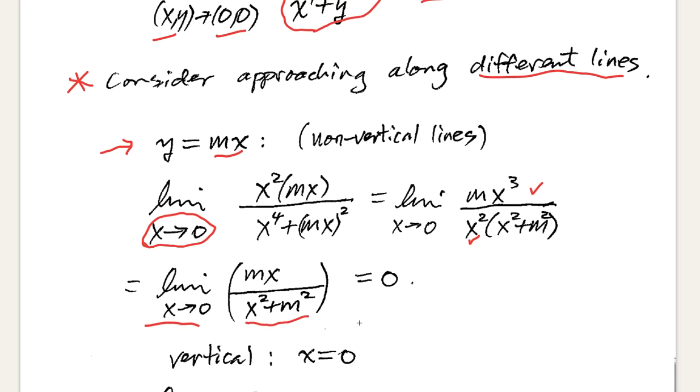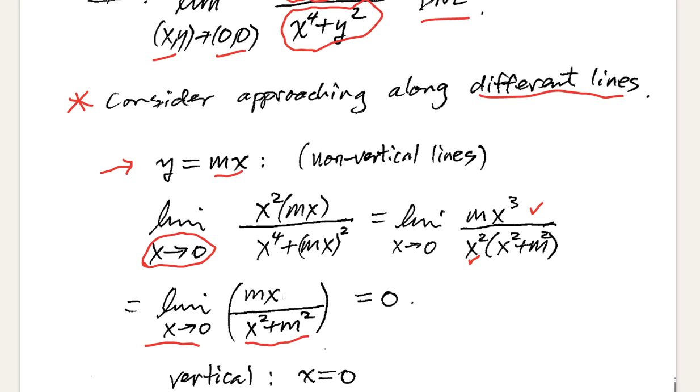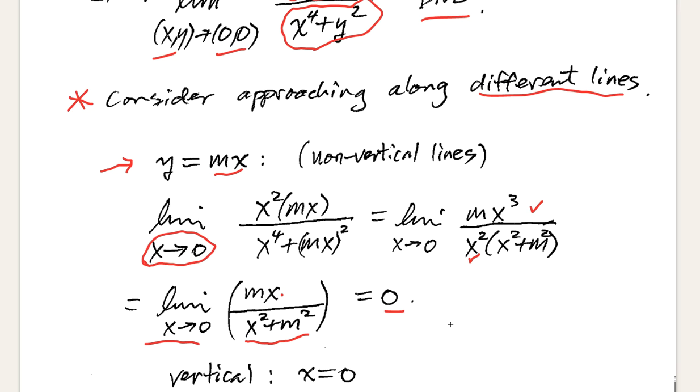Now, if m is 0, you'd be approaching along what? The x-axis, right? If m is 0, the numerator would always be 0. And I'd be dividing 0 by x squared, basically. And as x approaches 0, I'd be going 0 divided by a non-zero number. Even as x approaches 0, I'm going to have in the limit 0.